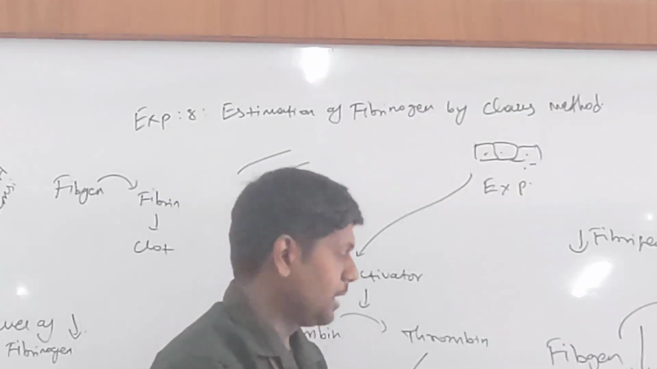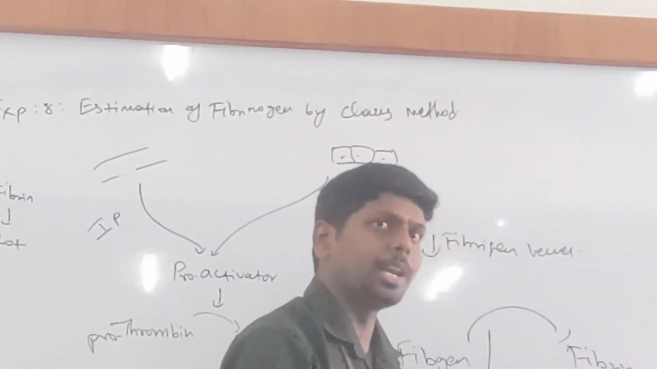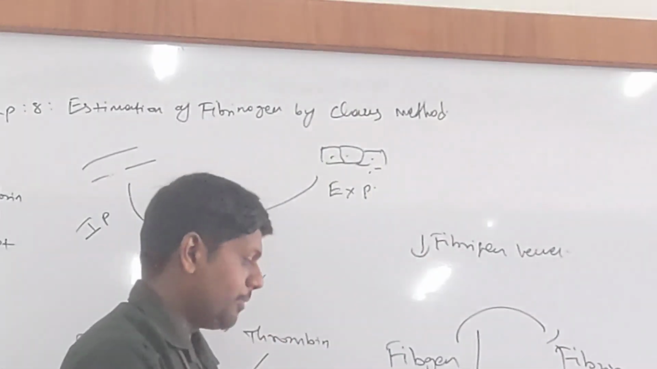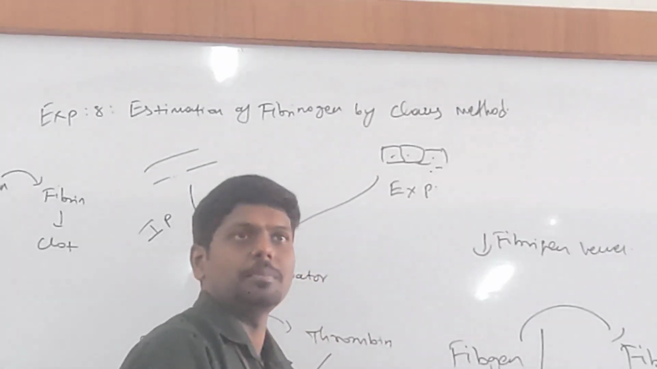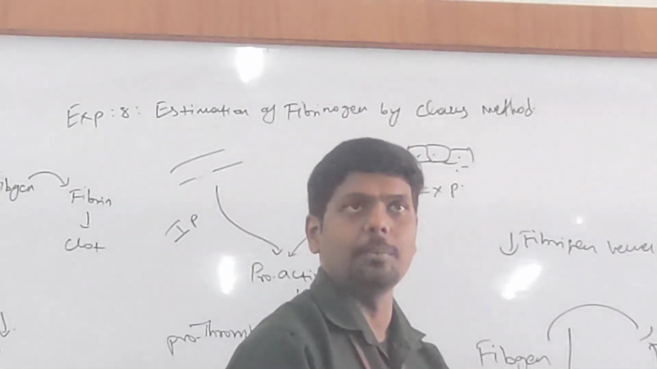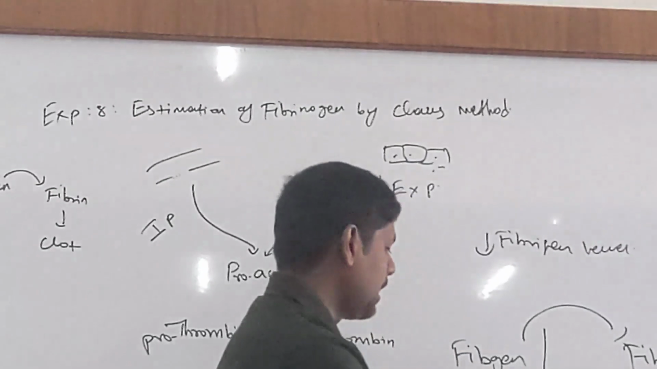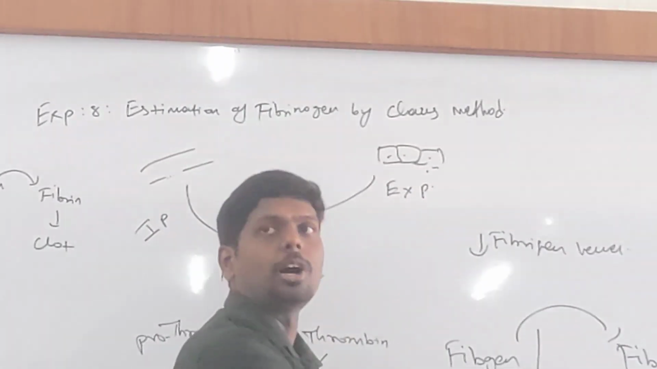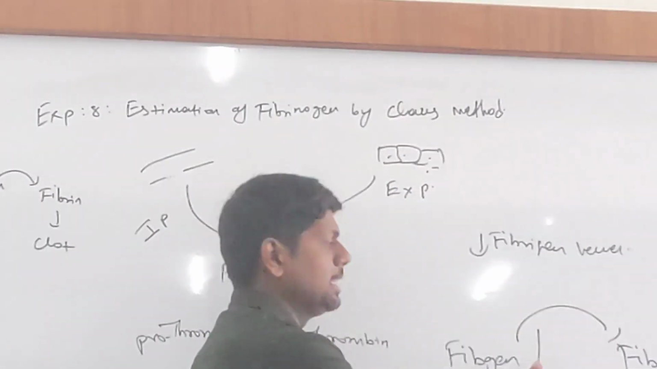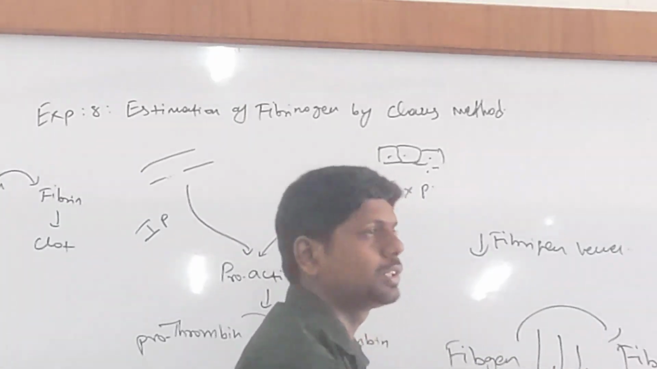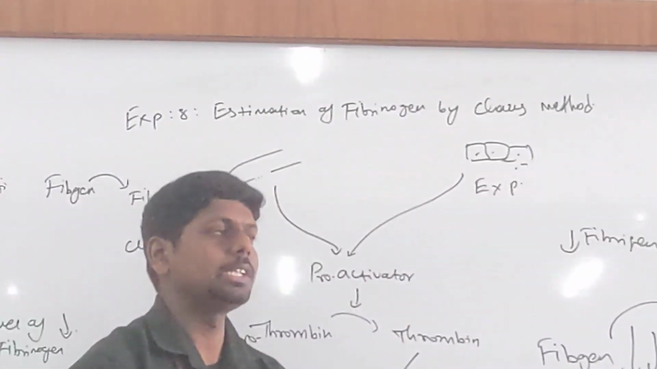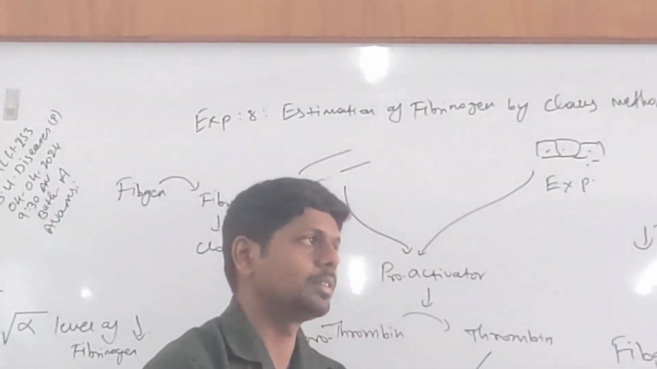So fibrinogen levels will be reduced in a severe clotting condition. And also, if the patient has purpura, where there is a very severe DIC in the body, severe DIC means so many clots in the body, then what will be the fibrinogen levels? They will be drastically reduced. Fibrinogen levels will be reduced in DIC condition.